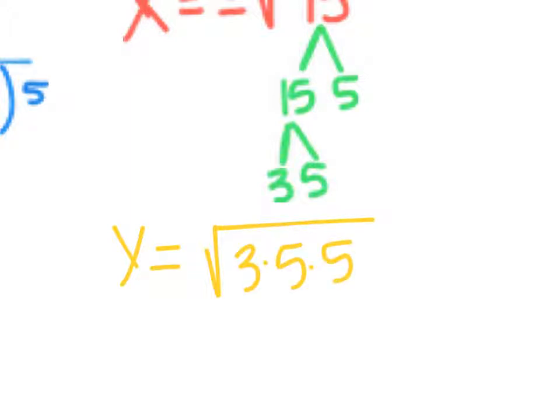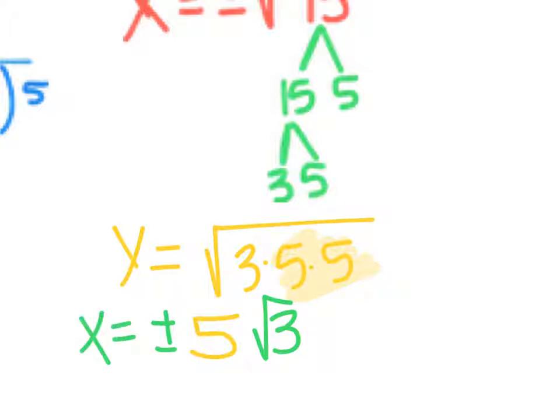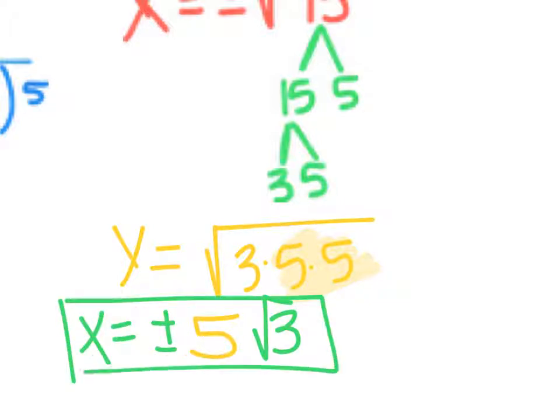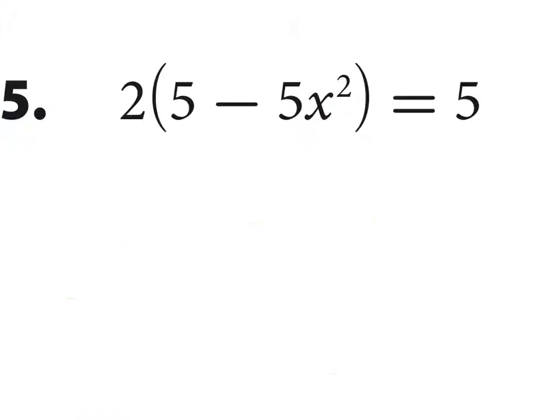And if I'm doing the prime factors, I'm looking for what they have pairs of. What do they have pairs of? 5. Okay. So if they have a pair of 5s, that means I'm going to have a 5 on the outside, and on the inside I'm going to have a square root of 3. And it is the positive and negative form of that, so my answer would be x equals positive and negative 5 times the square root of 3.